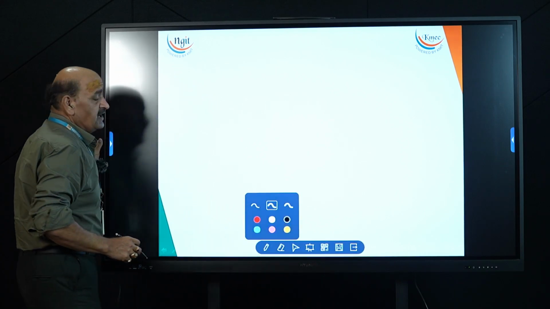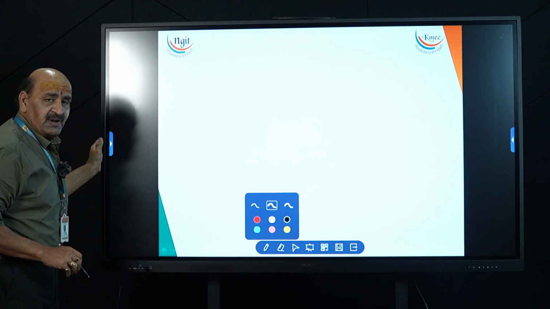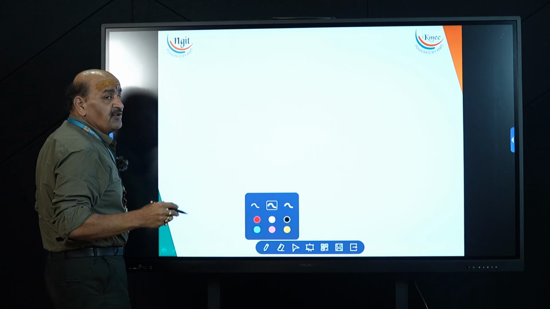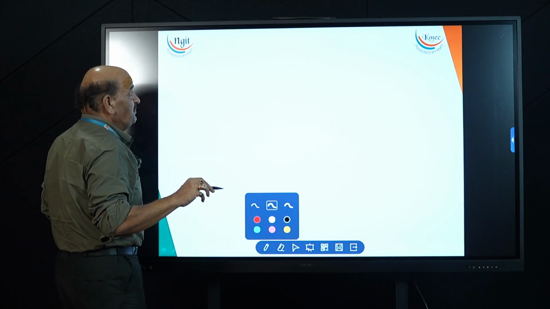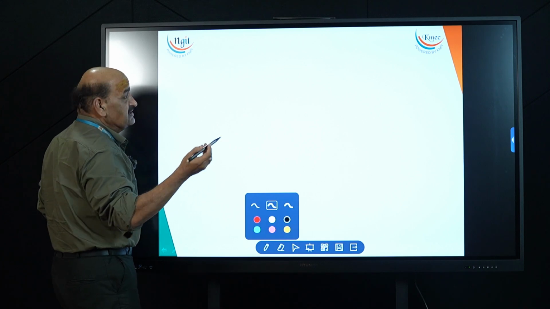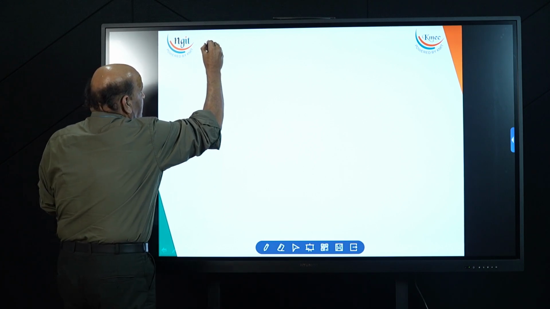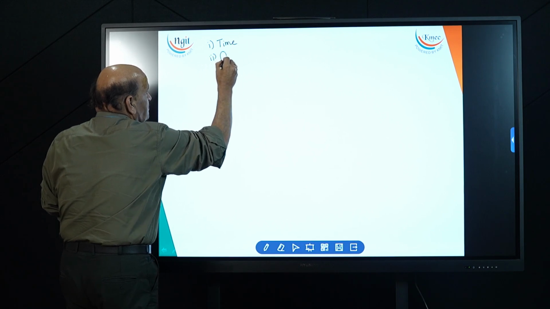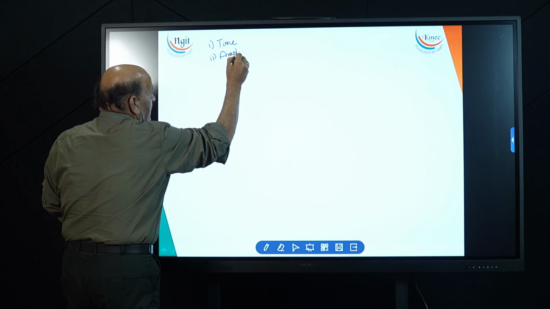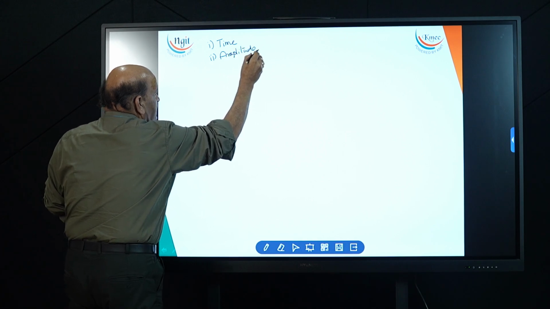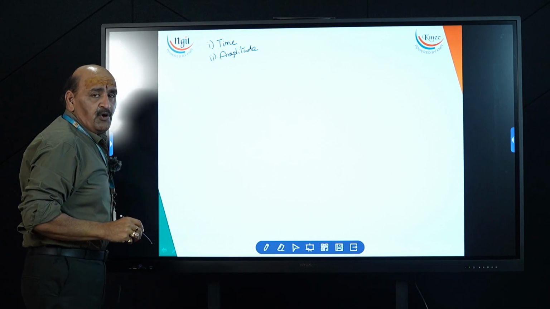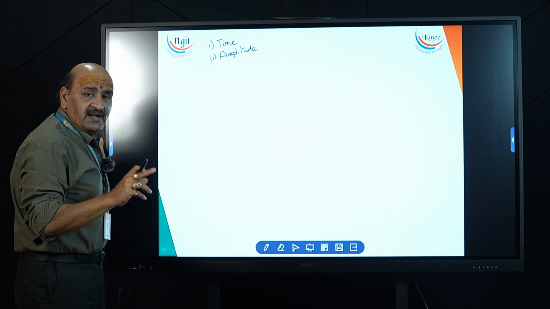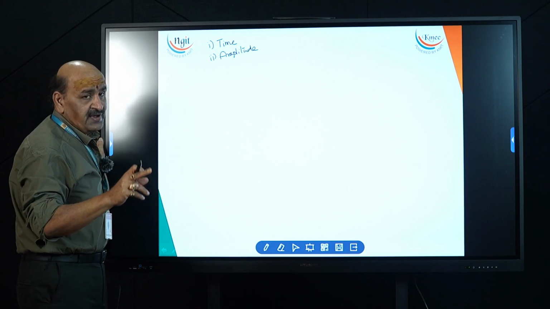As discussed in the previous class, whatever operations can be performed on signals, they can be performed in two parameters, two concepts. One is with respect to time and another one is with respect to amplitude. So with respect to these two parameters, we are going to discuss the operations on signals. Here signals means both continuous as well as discrete time signals.